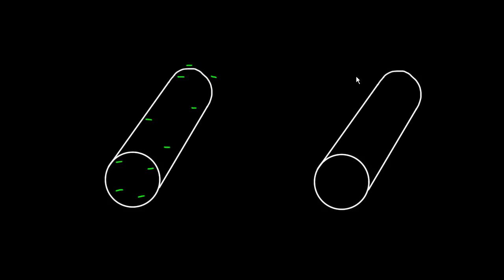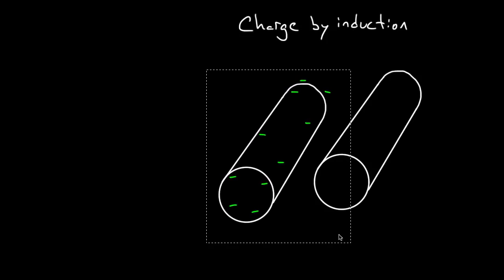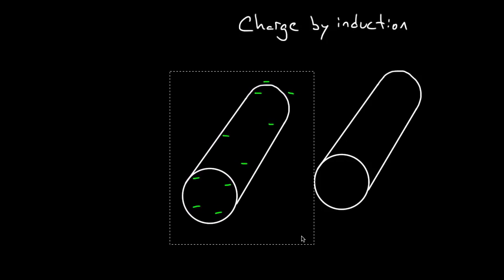That's easy. You can also charge something by getting clever. You can charge something by induction, it's called. And what does this mean? Charge by induction says, all right, first imagine I just take this and I bring it nearby, but don't touch it. I just bring it nearby this other piece of metal and I don't touch it.